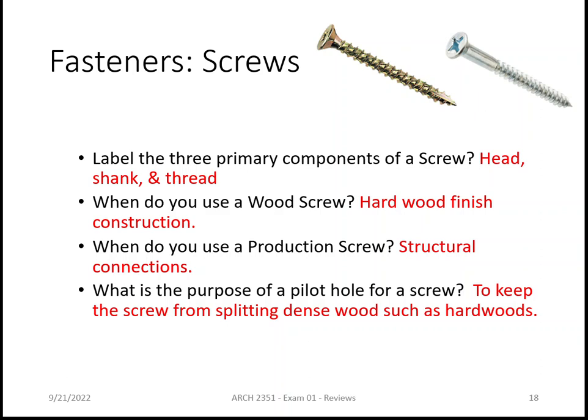If you're trying to assemble structure, you're going to use what is called a production screw. It's a different type of screw, with bigger threads. It's not really designed to go through hardwoods. It's designed to go through softwoods. So there are two different kinds of screws used in construction: production screws and wood screws, when we're dealing with light wood construction.